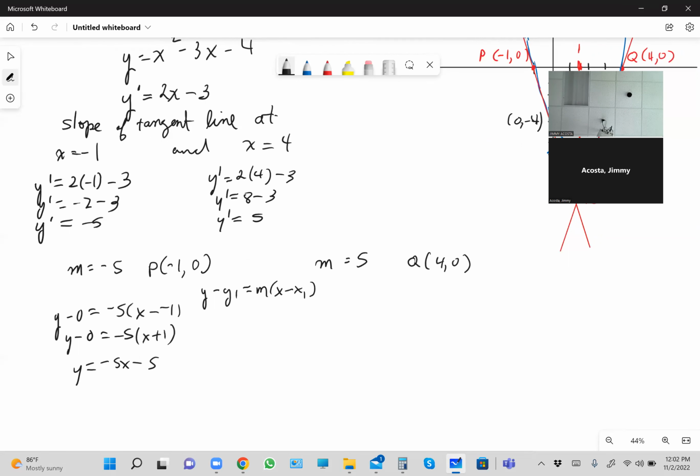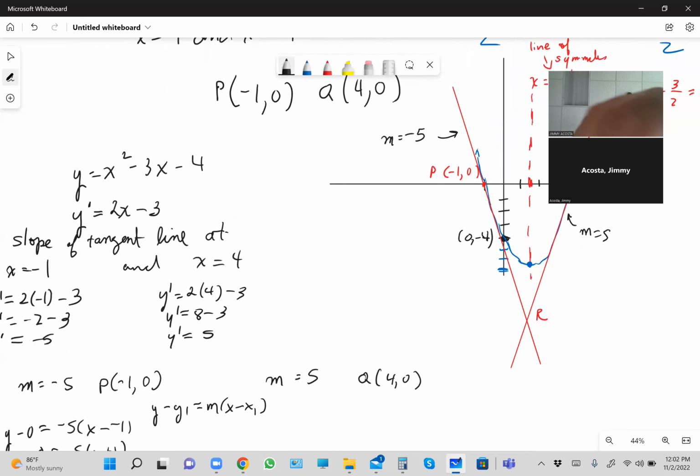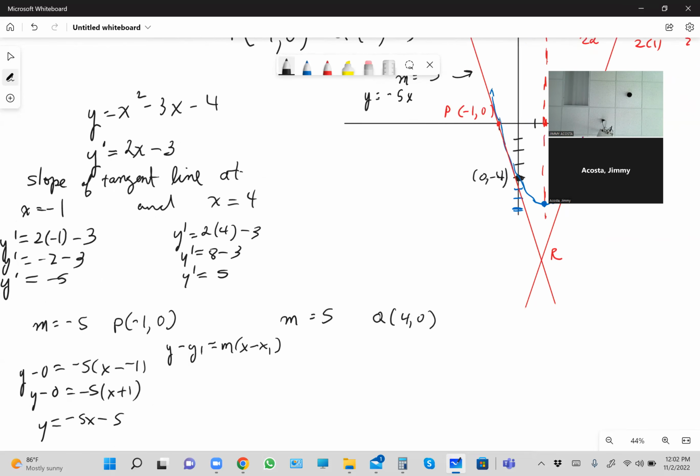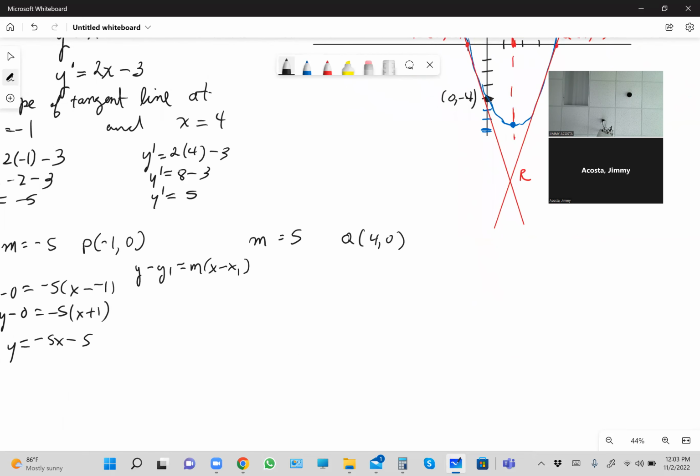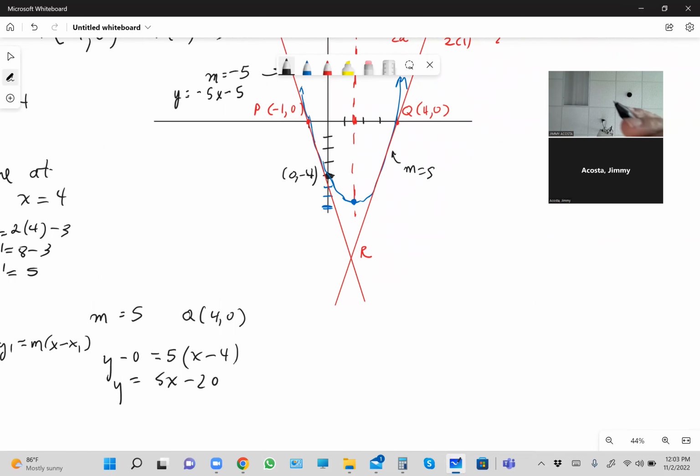All right, so we got one equation. The equation to this line is y equals negative 5x minus 5. And now we do the other one, right? Y minus 0 equals 5 times x minus 4. So y equals 5x minus 20. And then you get the other side. So now you know that this side is 5x minus 20.